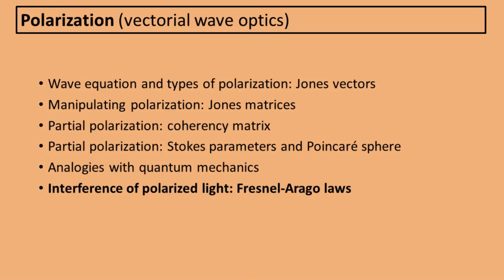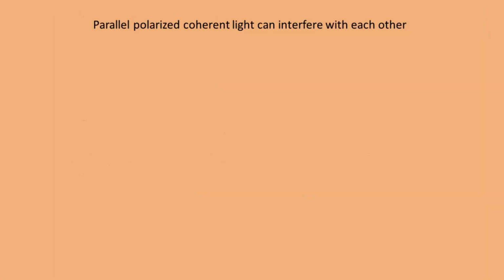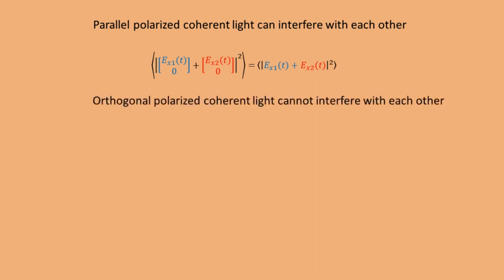To conclude, let's discuss the Fresnel-Arago laws that describe how polarized light interferes. If we have two fields that are mutually coherent and have the same polarization, then they add coherently, so they can form an interference pattern. If the two mutually coherent fields are polarized orthogonally to each other, the total intensity is given by the incoherent sum of the two fields, so they cannot interfere.